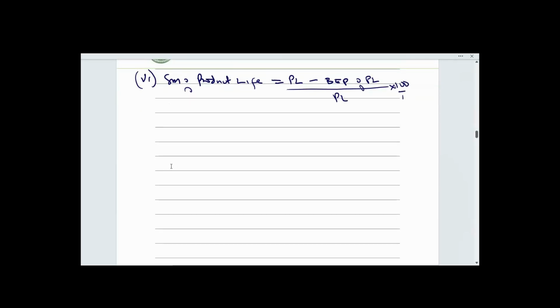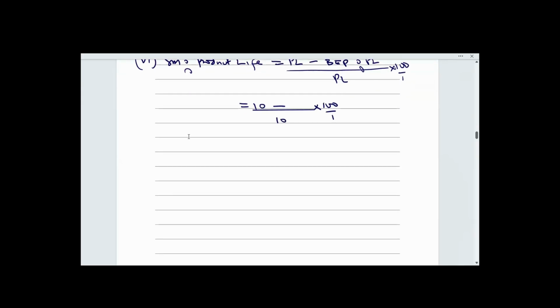So from this formula, it means that we need to go and calculate. We already know the product life to be 10 years, but we don't have the break-even points of product life. So we need to go and estimate it. So let's go and do the working for that. Then we divide by 10 and multiply by 100 over 1. So let's go and calculate the break-even points of product life.